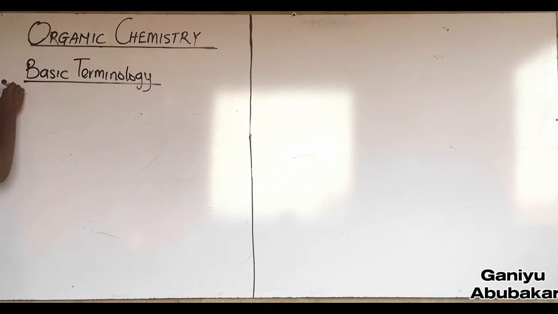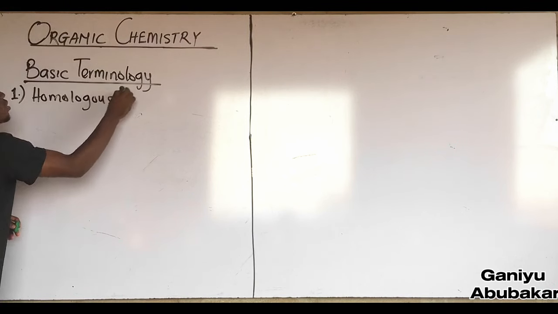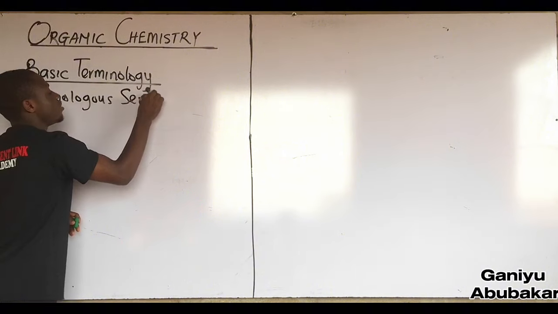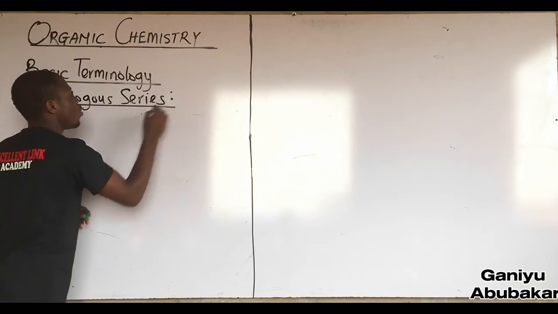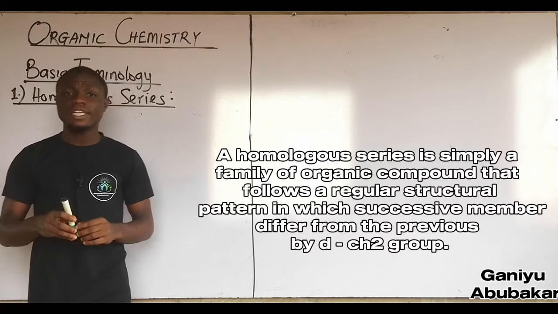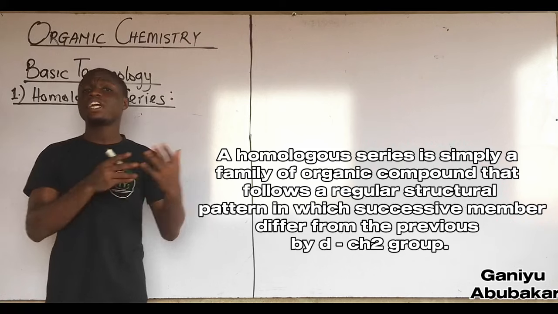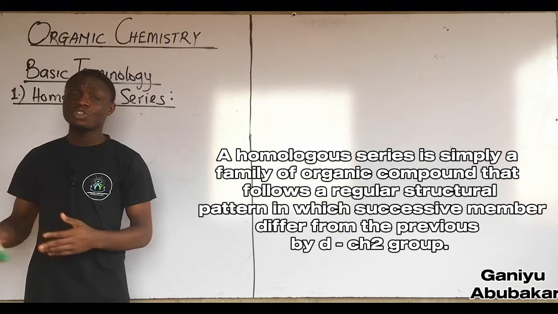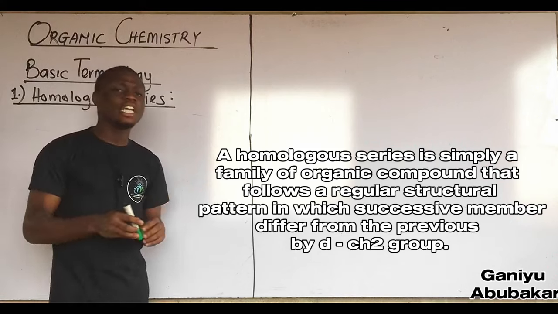Number one, we have the homologous series. Let's discuss the concept of homologous series. A homologous series is simply a family of organic compounds that follows a regular structural pattern in which successive members differ from the previous by the CH2 group.